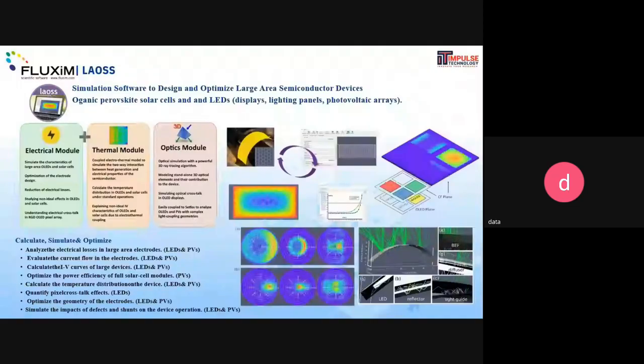You can analyze electrical losses in large-area electrodes, calculate IV curves for large-area devices, optimize the power efficiency for the full solar cell module, study pixel crosstalk effects, optimize the geometry of the electrode, and study the impact of defects and shunts on device operation.